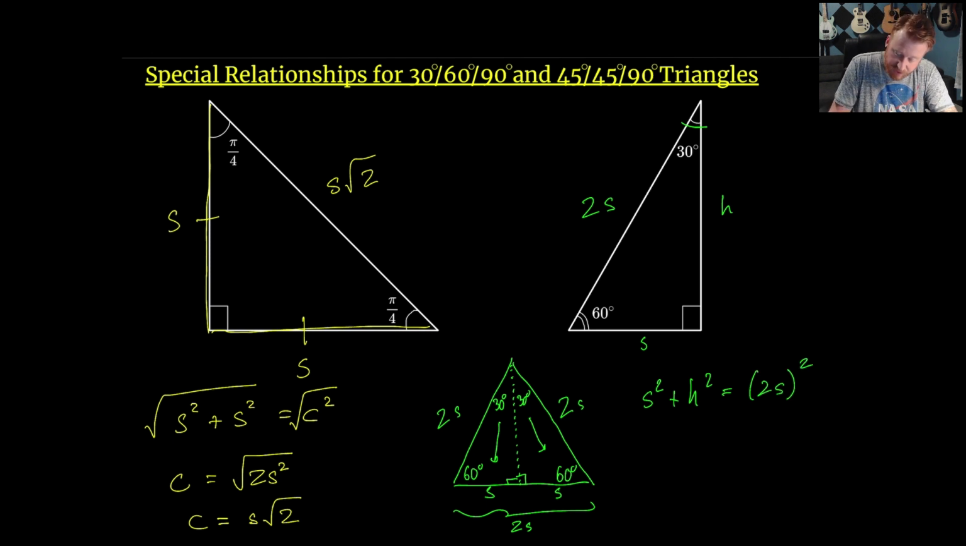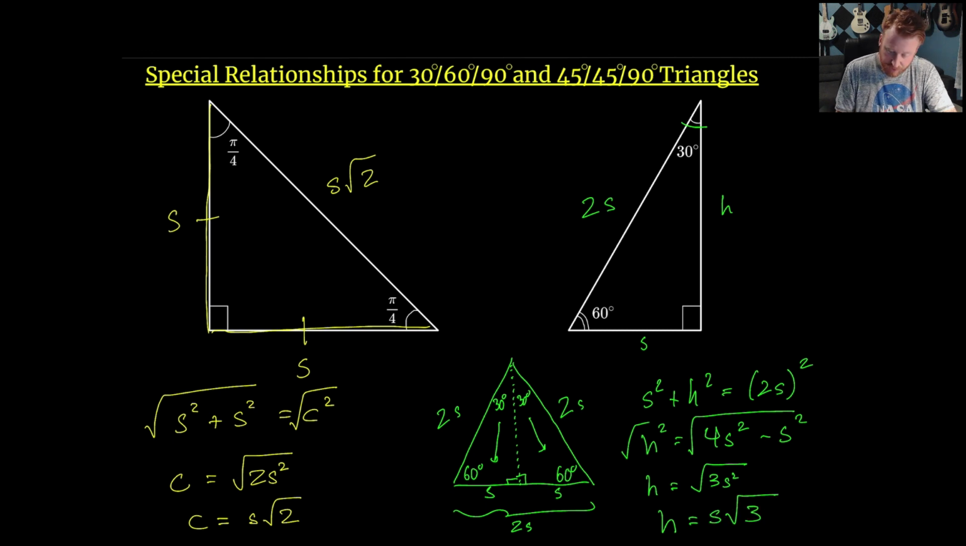We're trying to solve for h here, so let me maybe simplify. On the right hand side, I'm going to get 4s squared, and if I subtract s squared from both sides, we'll get that. And if I take the square root, we're going to get h is equal to the square root of 3s squared. And then I can simplify that bit, and we'll just get s times the square root of 3. So now we know that this other side here, the longer of the two legs of this right triangle, is s times the square root of 3.